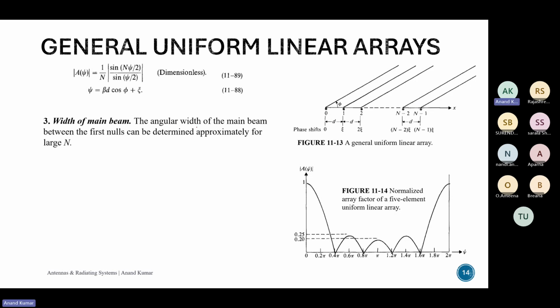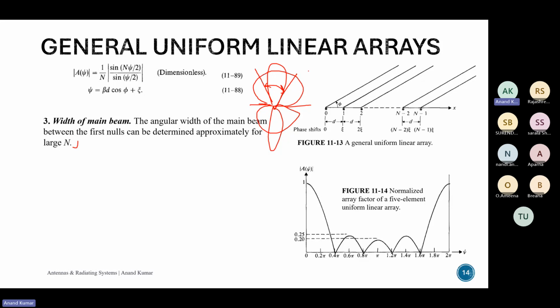So the angular width of the main beam between the first nulls can be determined approximately for large n. For smaller n's, for example in the previous two-element array, the radiation pattern looked something like this, like the circles. In this case, the width of the main beam is essentially pi, because the null locations are over here. But if the beam is narrower, there is some angle which could give us the width of the main beam.